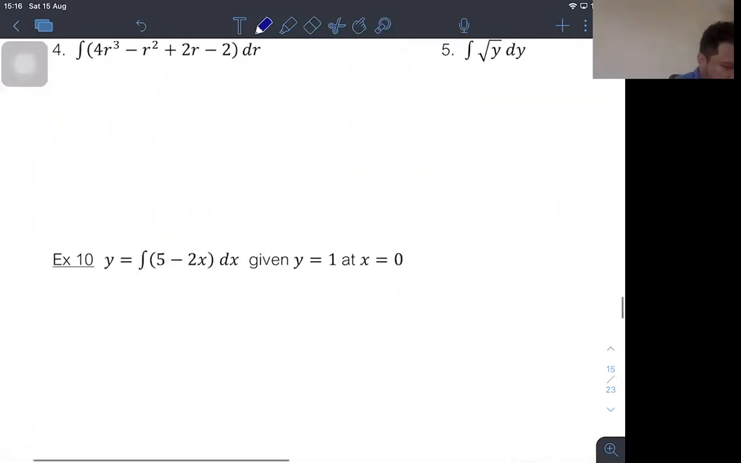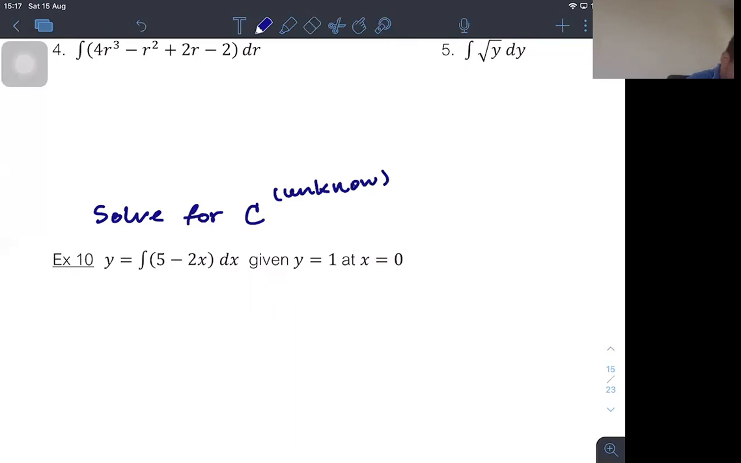So to solve for the unknown constant c, if we want to know it, we need to put in some initial conditions.